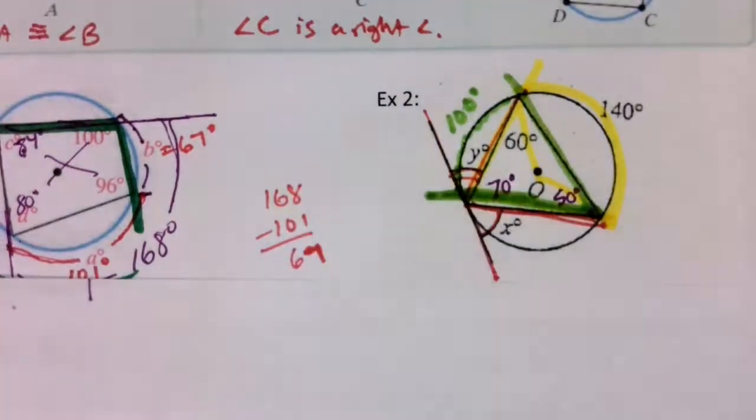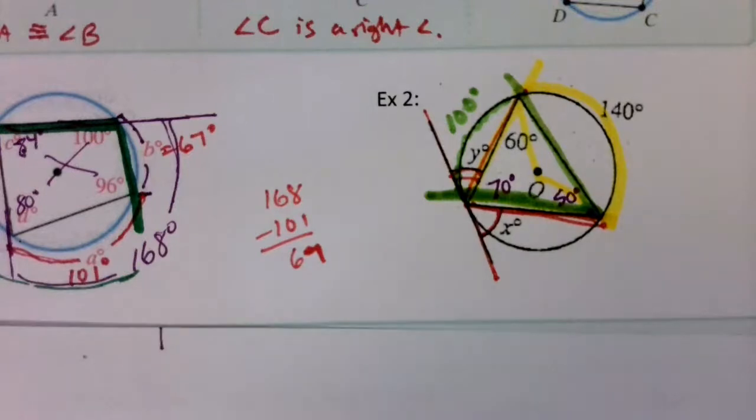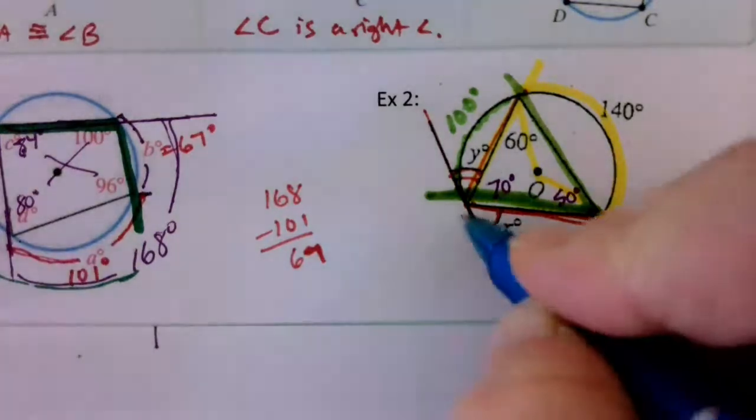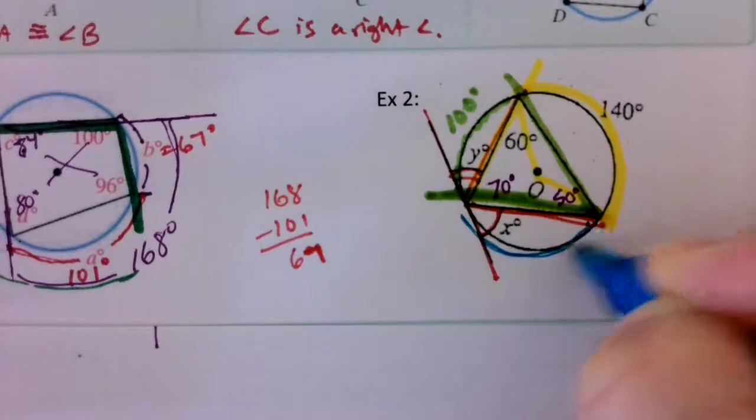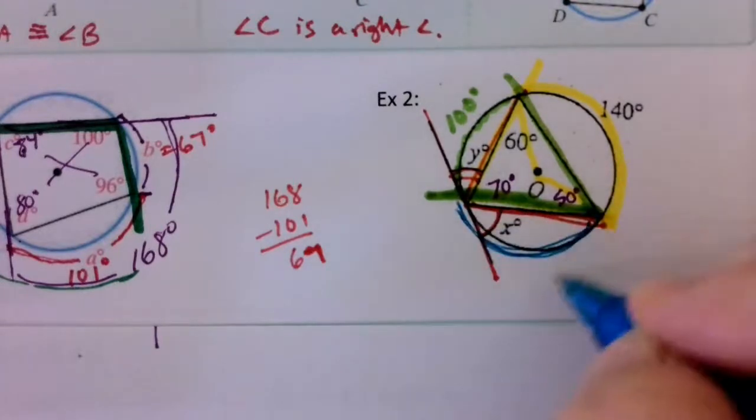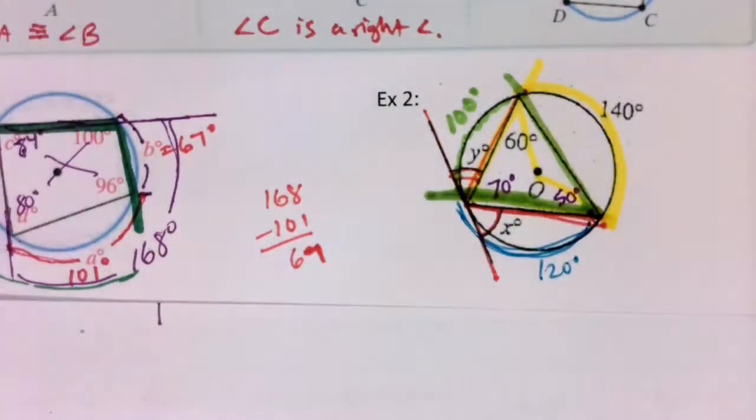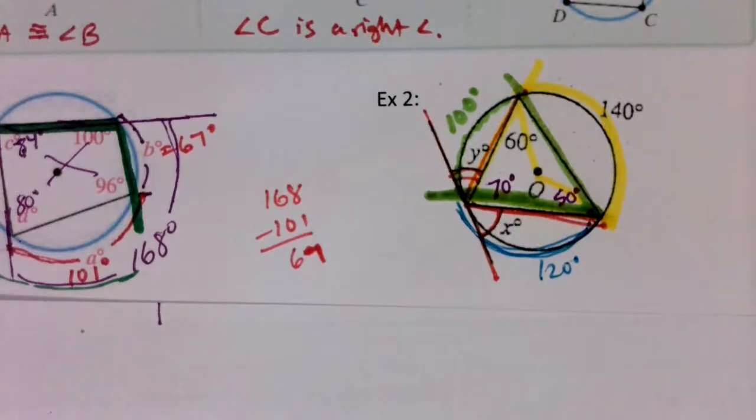And now by process of elimination, arcs add up to 360 degrees in a circle. So now we've got 100, 140. Come on, you do the math. What is that, 240? Subtract from 360, I'm getting 120 degrees. Anybody agreeing with me? Cool, for that arc there.